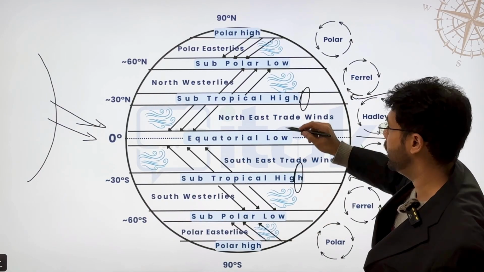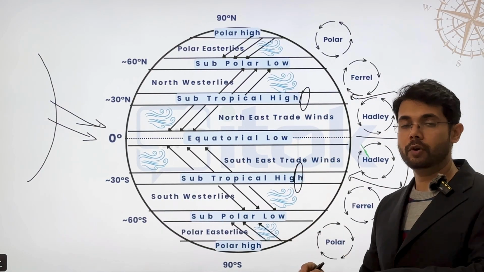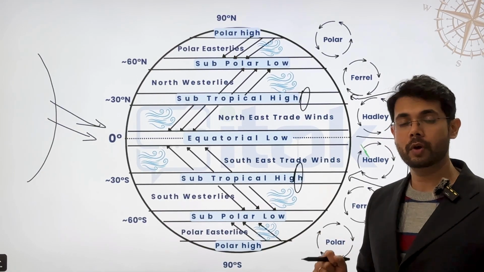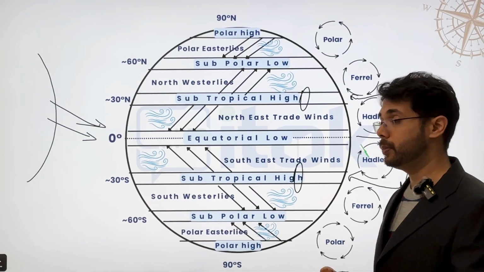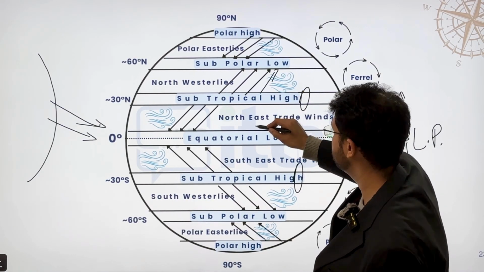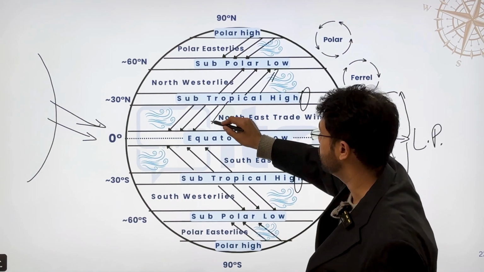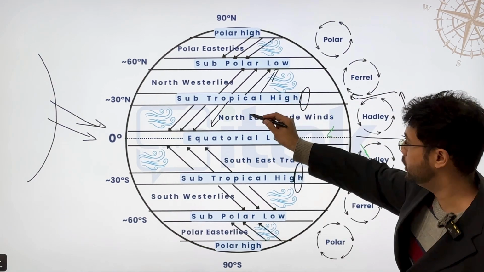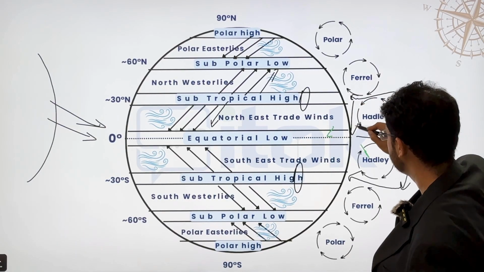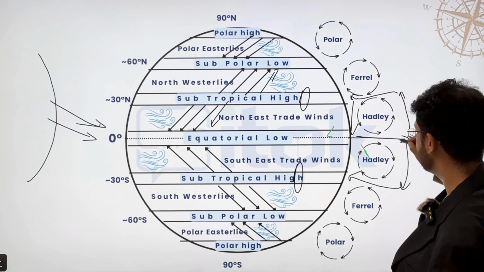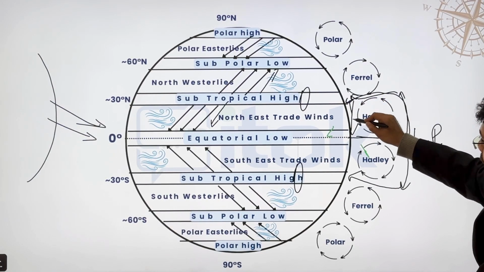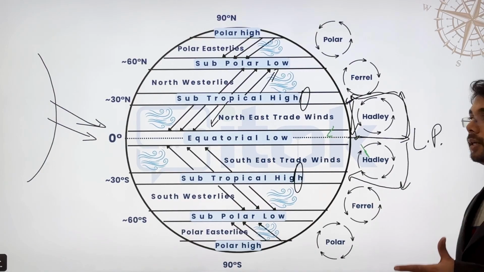Now subtropical high. Now high pressure is formed. Whenever high pressure is formed, winds will move away from high pressure. Remember, winds always move from a high pressure region to a low pressure region. So wind is moving away right here and over here. Now the wind that is coming here, this completes the Hadley cell. So equatorial low, wind moves up, goes around, falls here, and then goes back. So this is completing the Hadley cell.